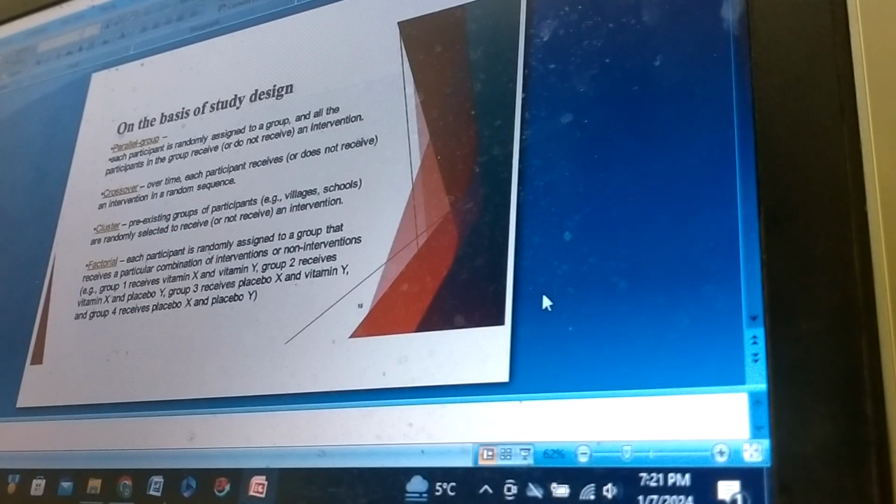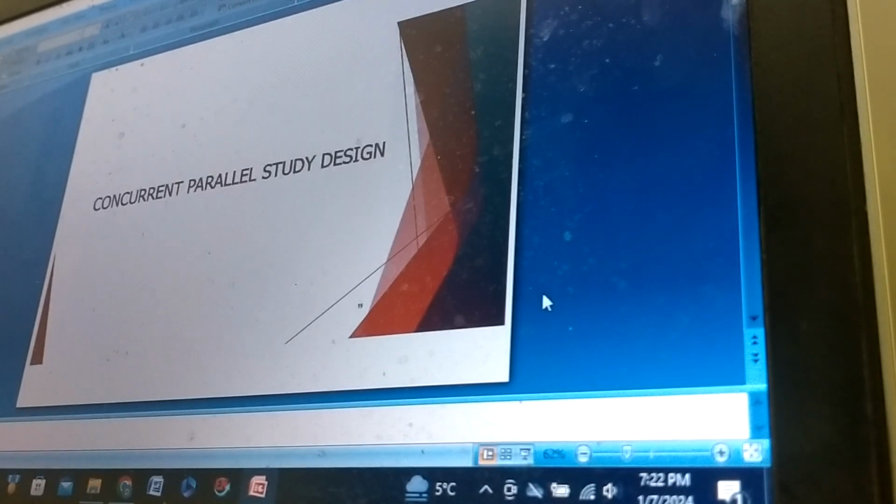Group 1 receives vitamin X and vitamin Y. Group 2 receives vitamin X and placebo Y. Group 3 receives placebo X and vitamin Y. Group 4 receives placebo X and placebo Y. Current parallel study designs.